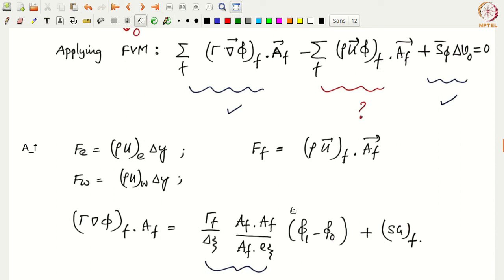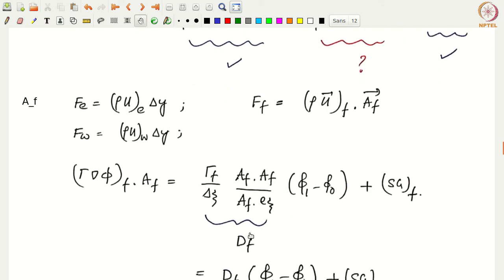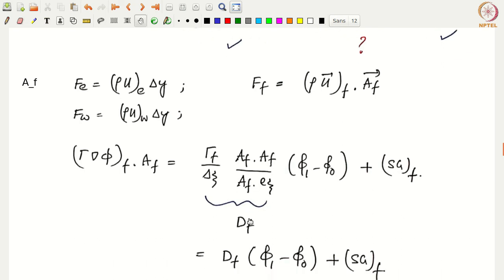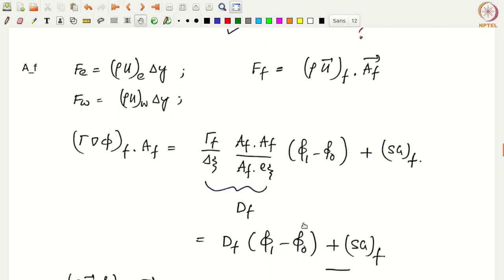All right, now just like what we have done in the structured examples, we would like to call this entire coefficient some Df. Remember we have defined something called D east, which was gamma delta y by delta x e. So on similar lines, we would like to define this entire coefficient as Df. This is Df times (phi 1 minus phi 0) plus the secondary gradient of f. This is fine. We already know about the diffusion discretization, so there is nothing new here.